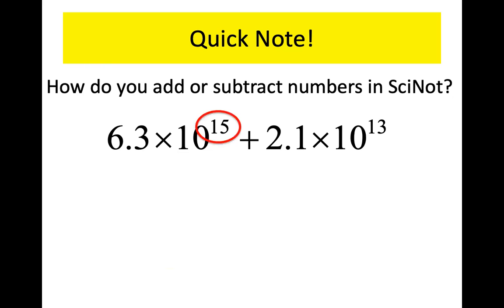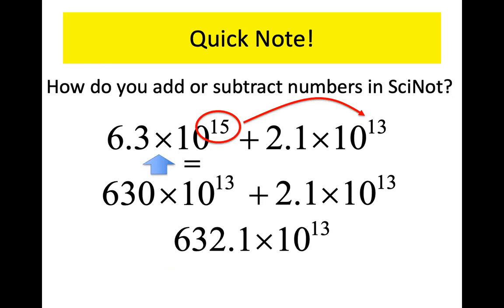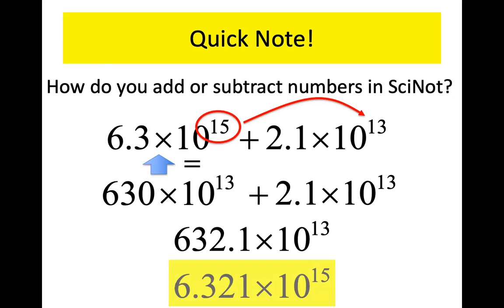632.9. That's 132. So add this to that. 632.1 times 10 to the 13. Is that scientific notation? No. How many decimal places? So that's gonna turn that into 15. You still did some pretty gnarly addition pretty quickly without a calculator, somewhat effortlessly. And the effort only involved moving a decimal place.